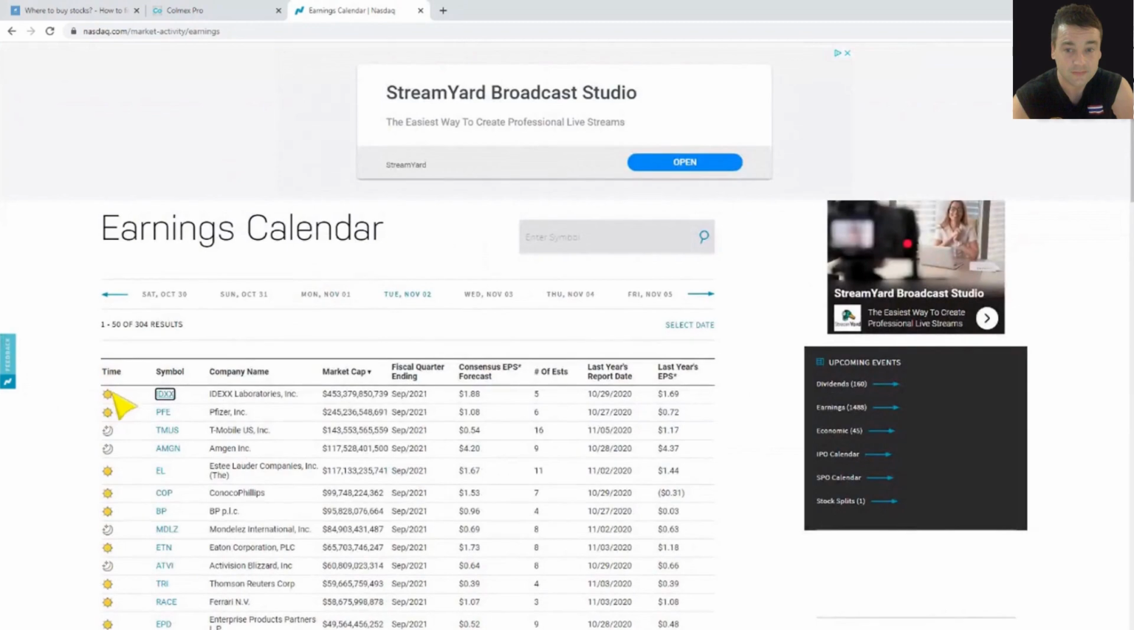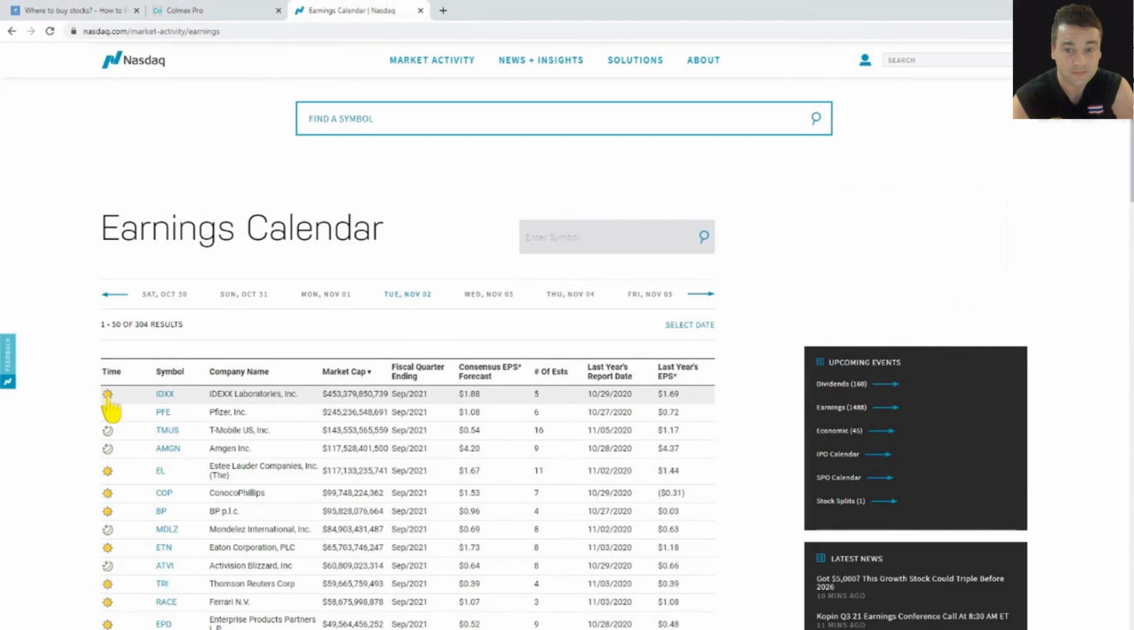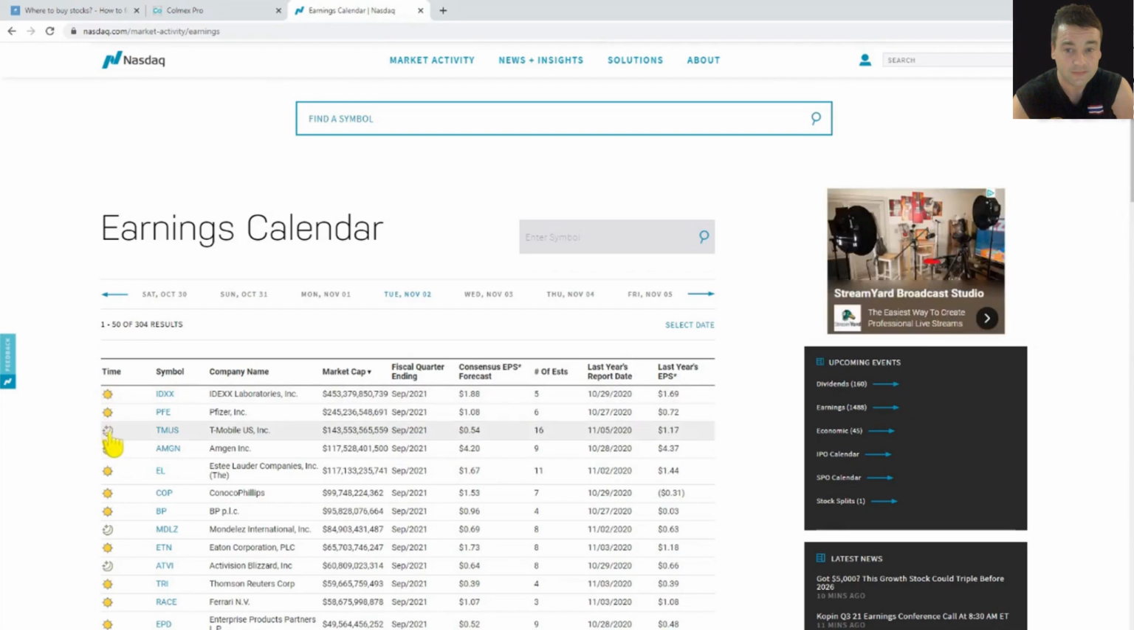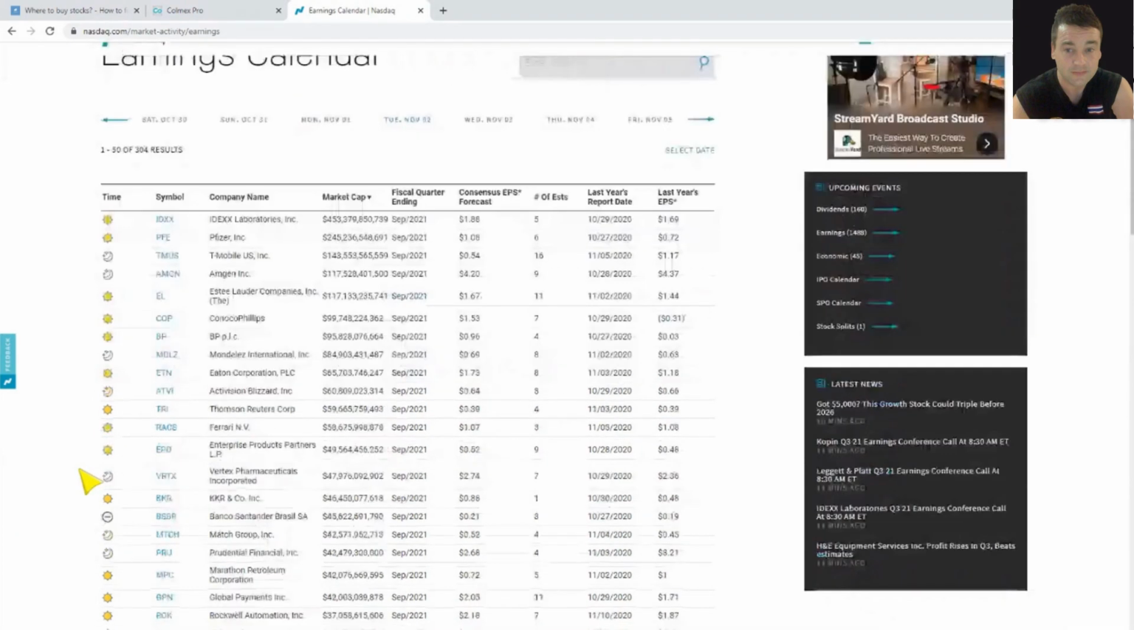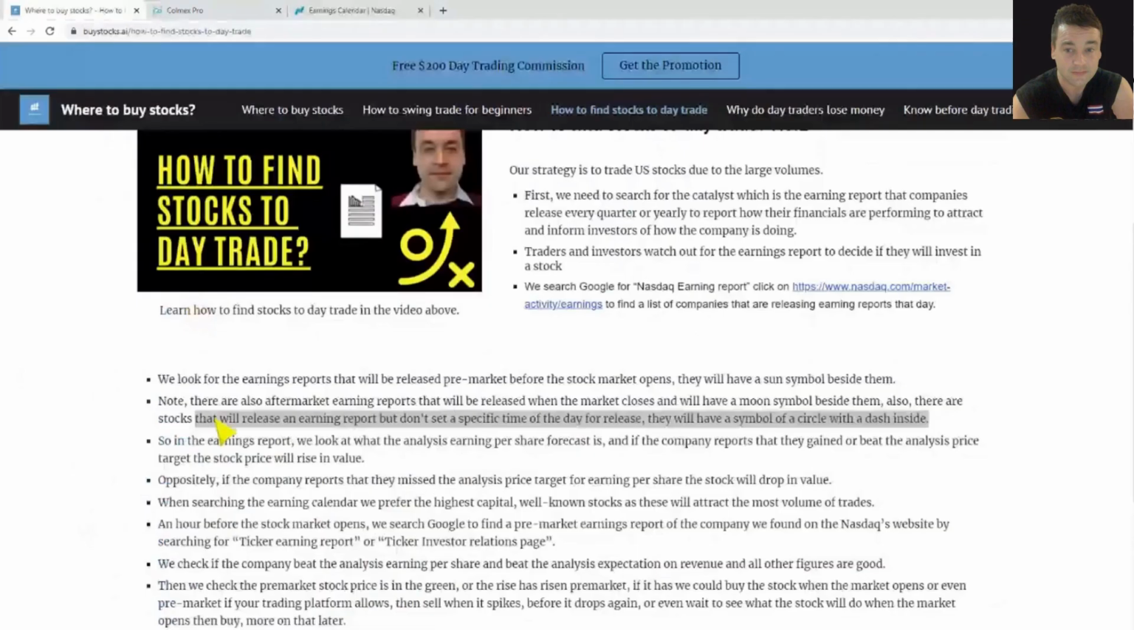So you see this sun here, this is pre-market. This means that they're going to release their earning report before the stock market opens, and this is the one we want. This one is aftermarket with the moon. So they're going to release when the market closes. And then this one here with a circle and a dash inside of it. This is the one that doesn't have a specific time. It could be released anytime during the day. Okay.